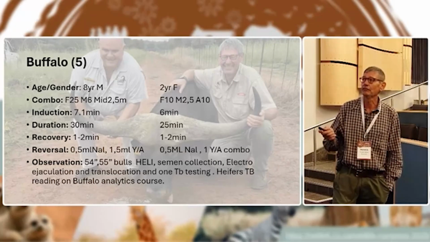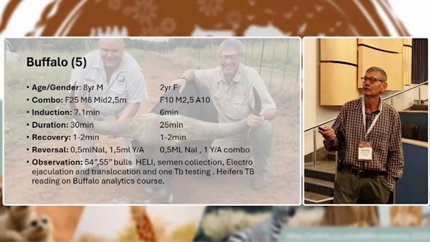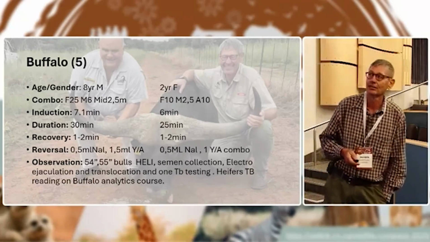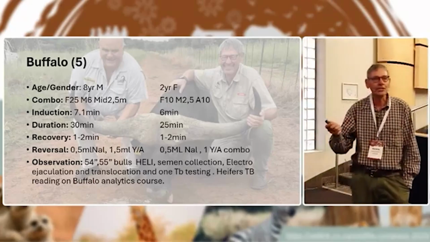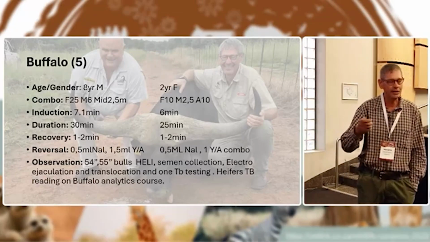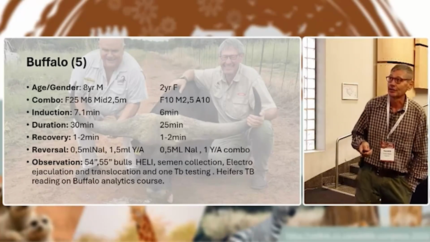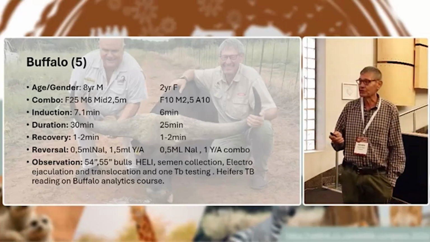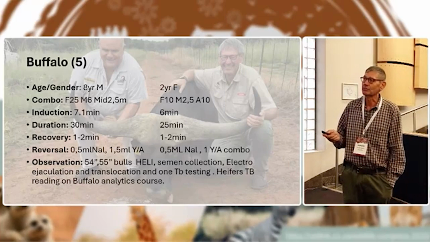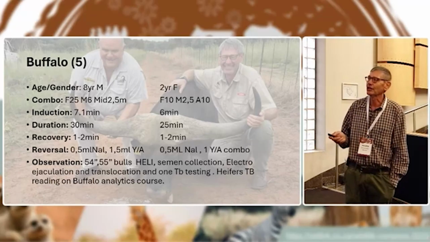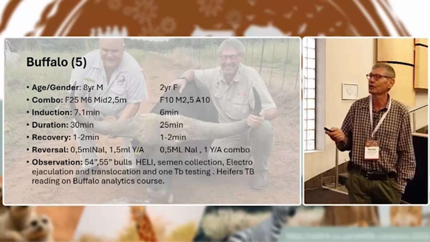I used on that bull 25 milligrams of fentanyl, 6 medetomidine. And in that one, I used midazolam because I had to do a fertility test. So that's another thing: the animal must be deep enough and relaxed enough to take electroejaculation. So that went very, very well on that specific animal. That's a bull darted from the helicopter, doing a semen collection, electroejaculation, and that was quite a good one.